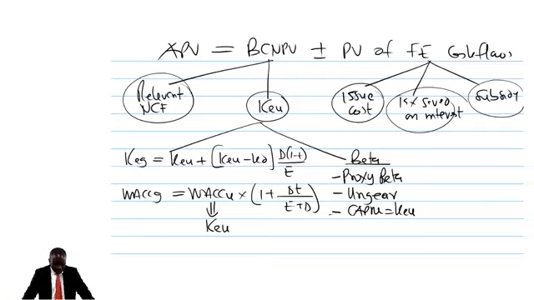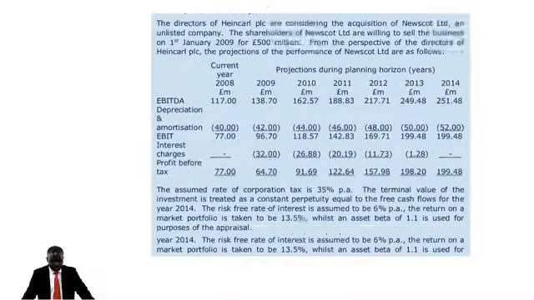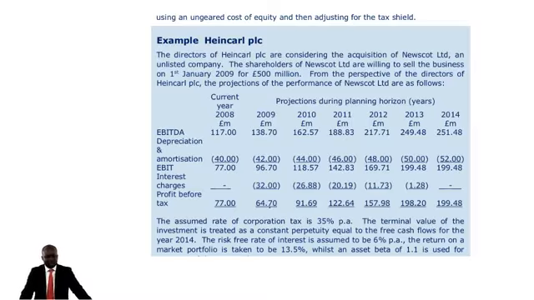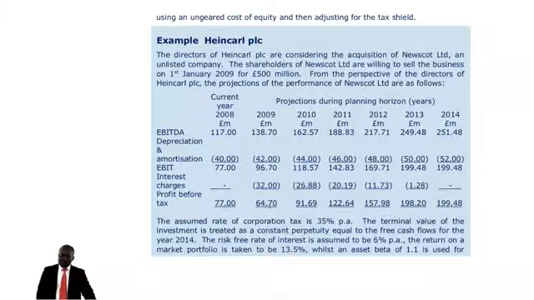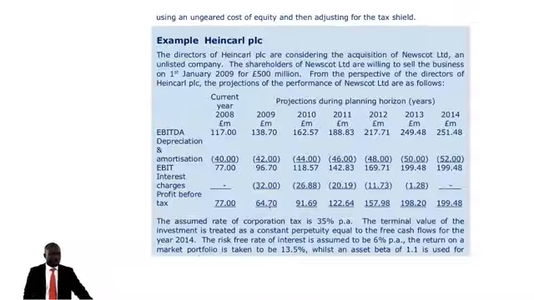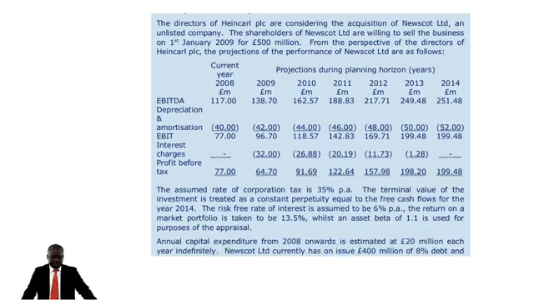So let's quickly go to our lecture note. We pick this question to illustrate. I read: the directors of Hinka PLC are considering the acquisition of News Corp Limited, an unlisted company. The shareholders of News Corp Limited are willing to sell the business on first January 2009 for 500 million. From the perspective of the directors of Hinka PLC, the projections of the performance of News Corp Limited are as follows: current year 2008, projections during the planning horizon, 2009 up to 2014.